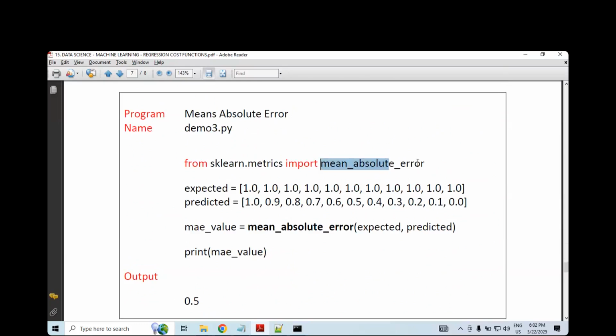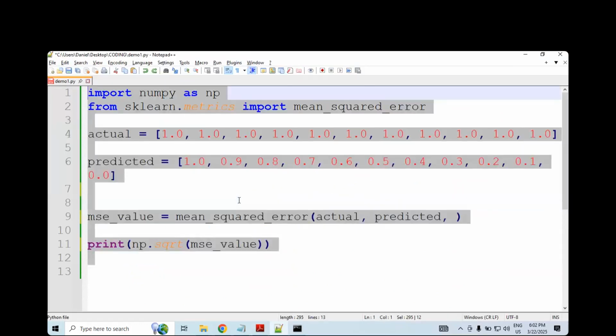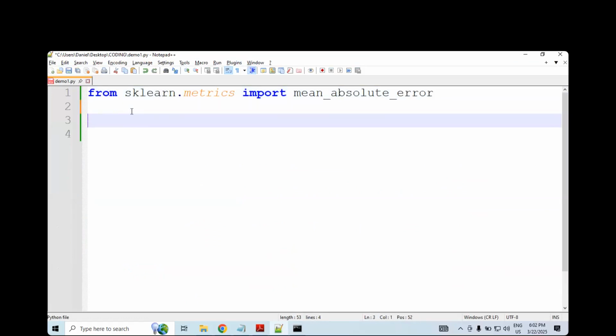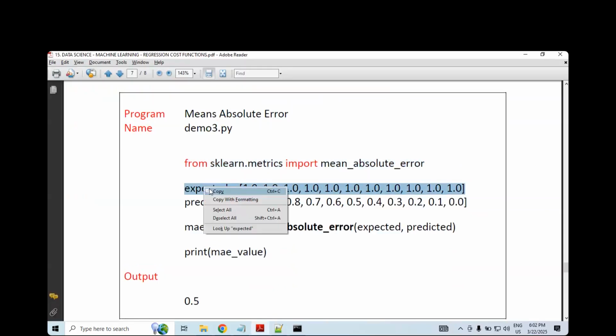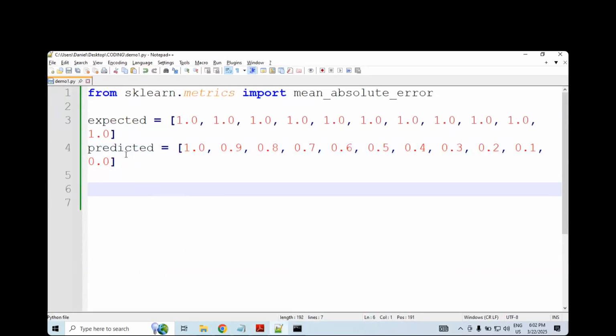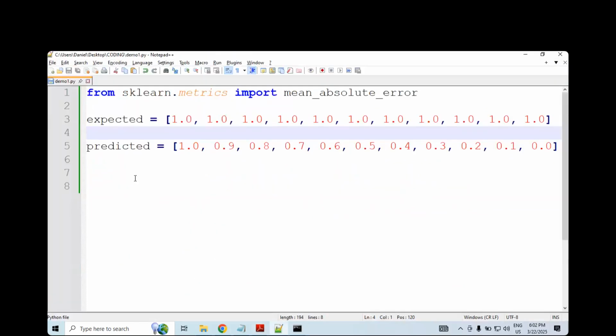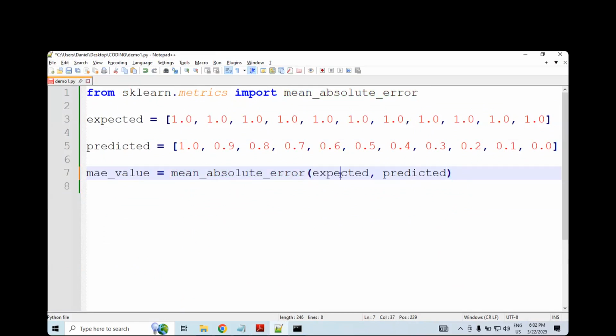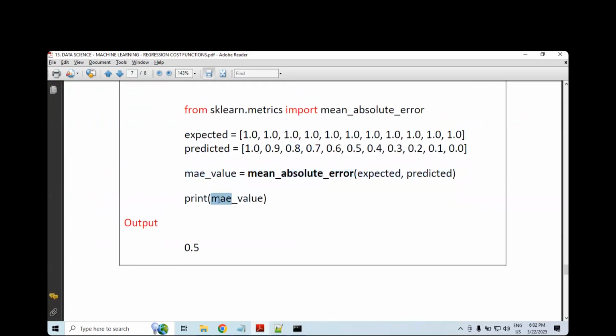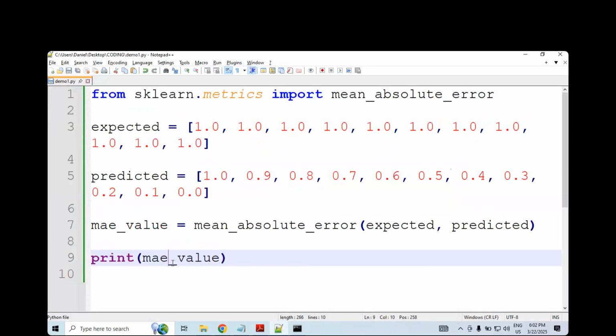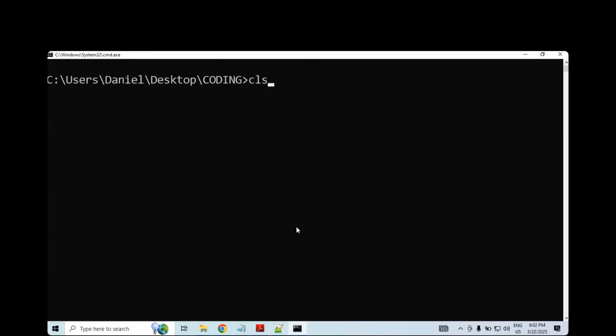What is the function name? Simple, sir. There are a lot of functions. That's what you need to understand. You can take the function to get actual data and expected data. This one is actual data and this one will be prediction data. Now MAE value equals mean absolute error, with this one the expected value and this one the predicted value. Then finally you will get the mean absolute error.